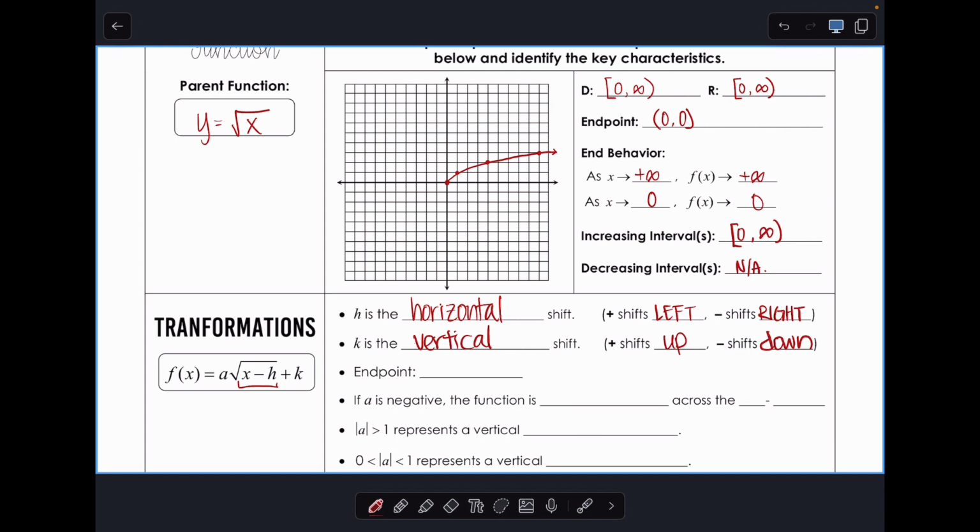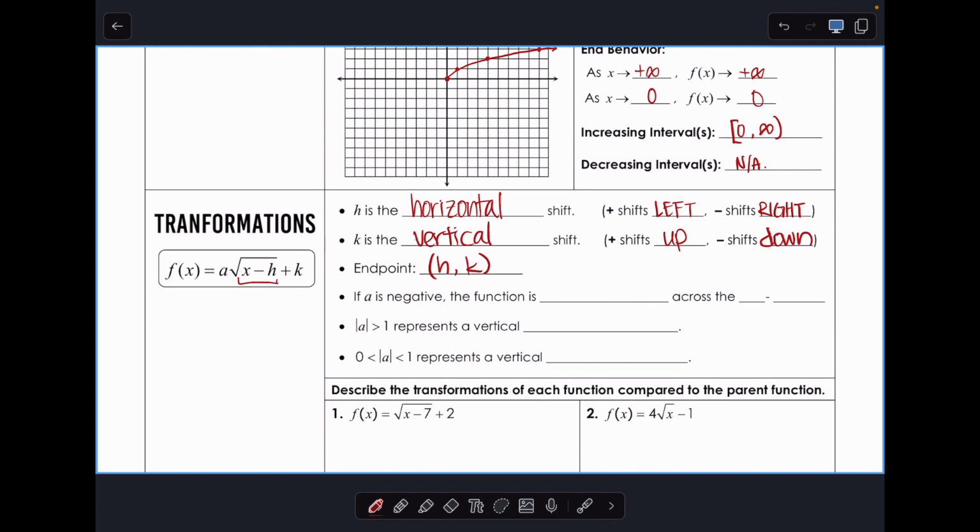Now, endpoint. Where would the endpoint be out of this transformation form? Just like where the vertex would be. Where's the endpoint? You got it. h is going to be the x value, and k is going to be the y value of your endpoint.